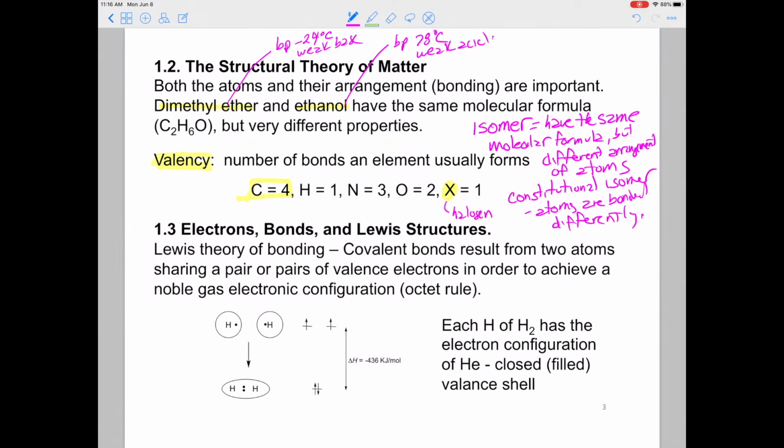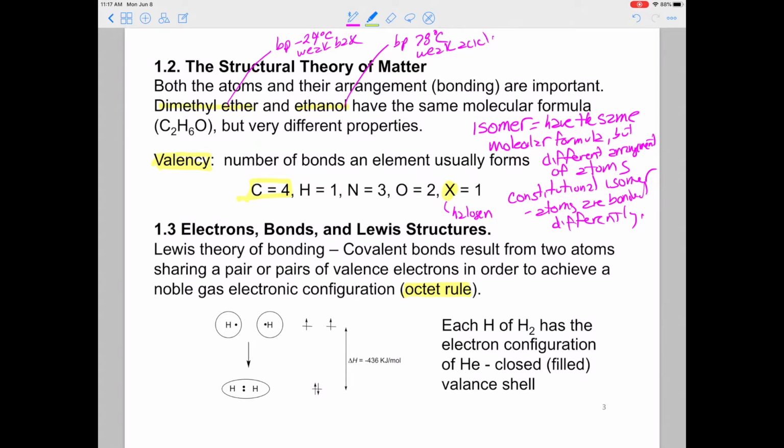In the early part of the 20th century, Gilbert Lewis developed a theory of bonding that is particularly relevant to organic chemistry. What Lewis's theory stated was that covalent bonds result when two atoms share a pair or pairs of valence electrons, and they do so in order to achieve a noble gas electronic configuration. Now, for organic compounds, this is commonly referred to as the octet rule, in that each atom in the organic compound will have 8 electrons.